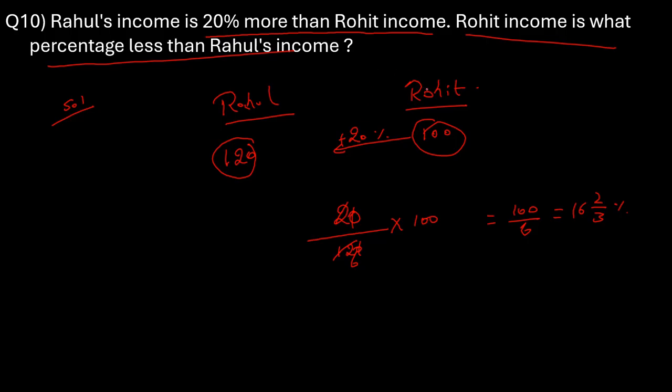So Rohit's income is 20 less than Rahul's income. So the difference between them is 20. I am comparing the income of Rohit with Rahul. So the quantity I am comparing with is going to be my denominator. So Rohit's income is 20 rupees less compared to 120. In order to convert this fraction into percentage, I am going to multiply with 100. And that gives me 100 by 6, which is equal to 16 2 by 3%. I hope everyone is clear with this question. Let's move on to the next question.